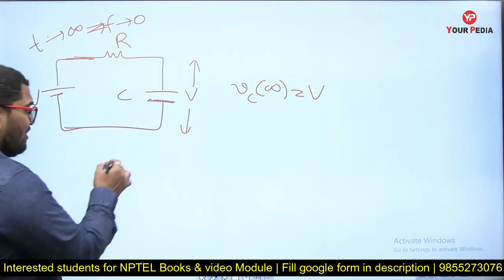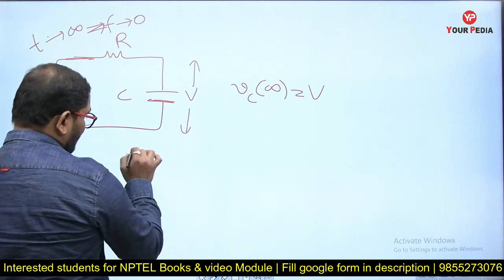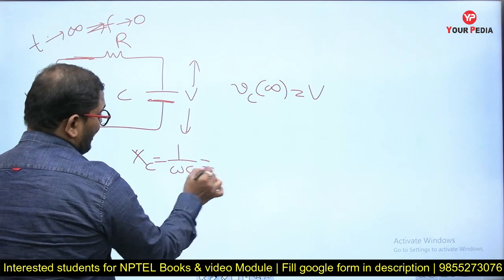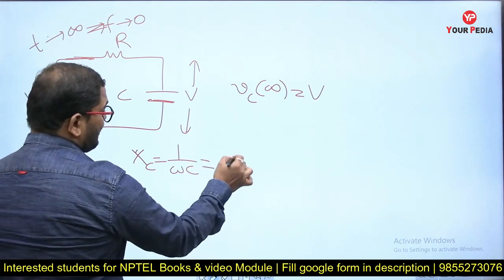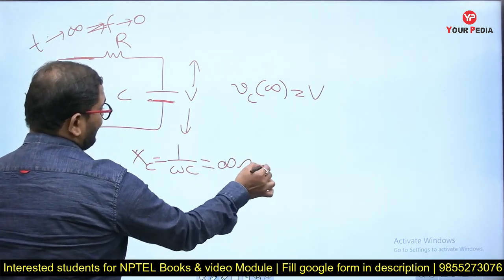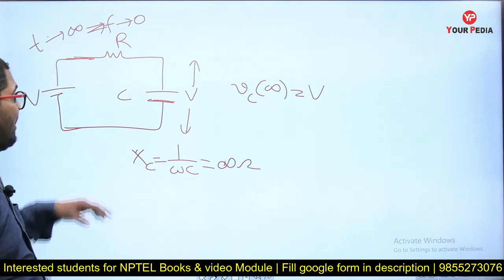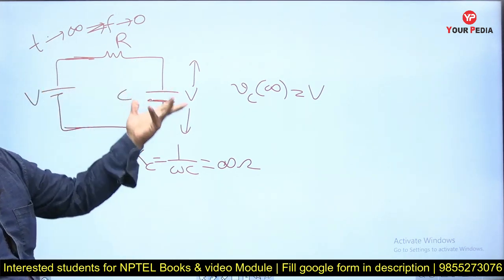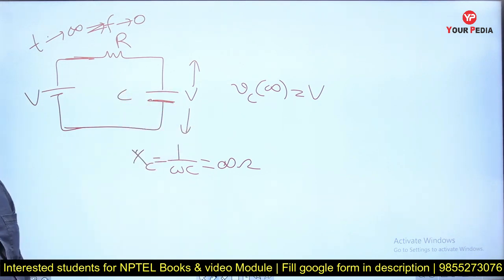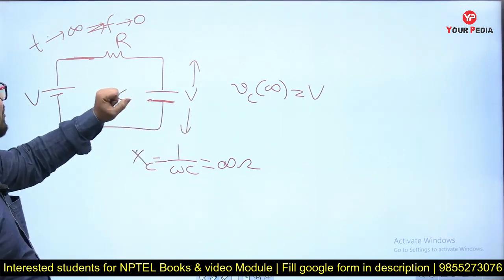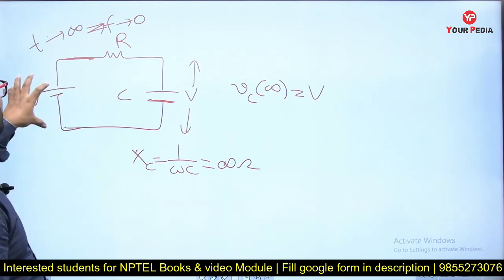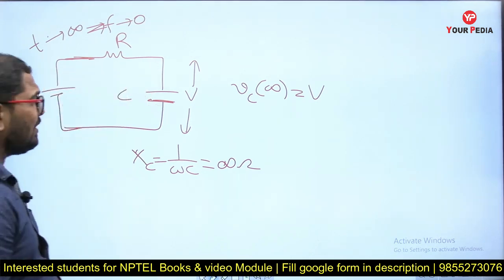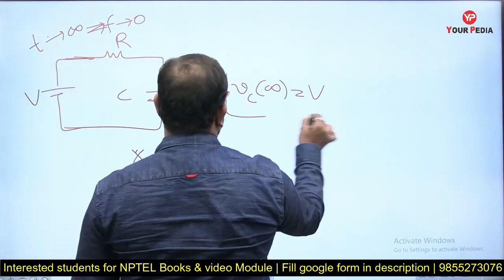Otherwise, you can just use the XC principle. It is 1 by omega C. As omega is equal to 0, you will get infinite ohms. Whenever you have an open circuit, what is the voltage across the open circuit? It is 5 volts, simply. Yes sir. If this part is open circuited, no current will flow through the resistor, so the final voltage will be V only. So this is the final value.